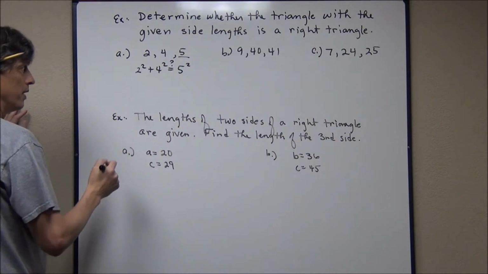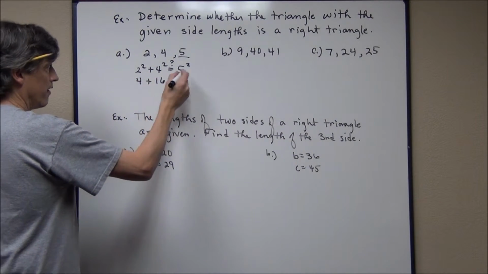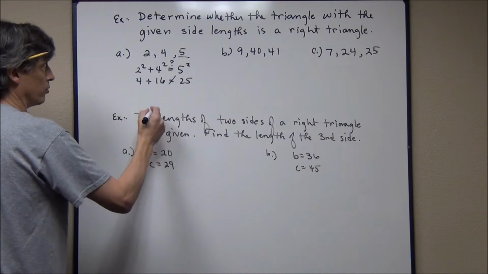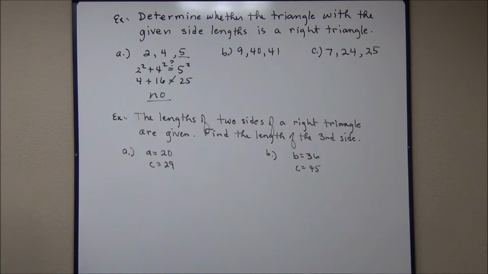That's the question. Well, 2 times 2 is 4. 4 times 4 is 16. 5 times 5 is 25. No, this is not true. So, no, it's not a right triangle. Now I'll try the next example.